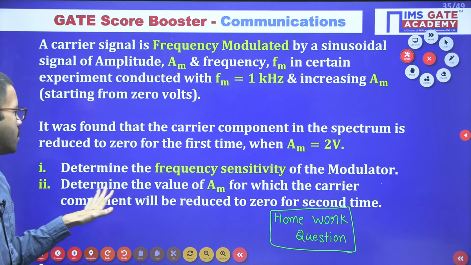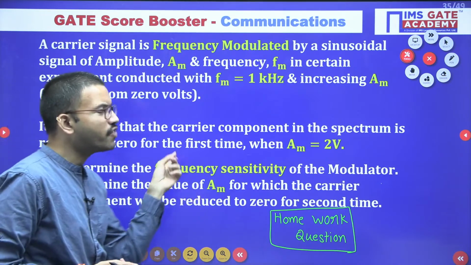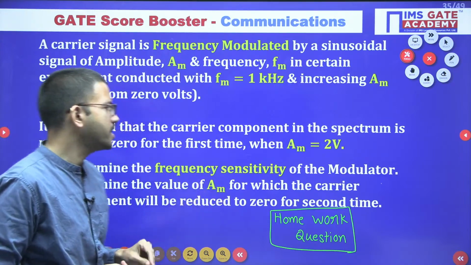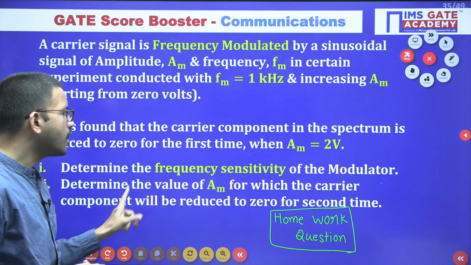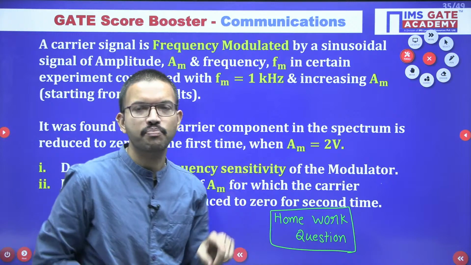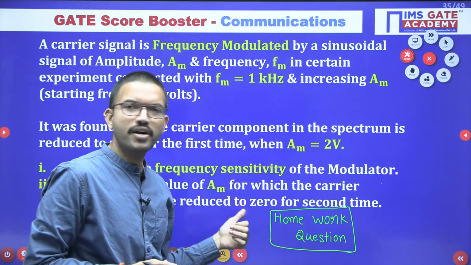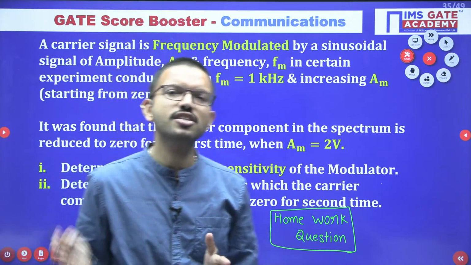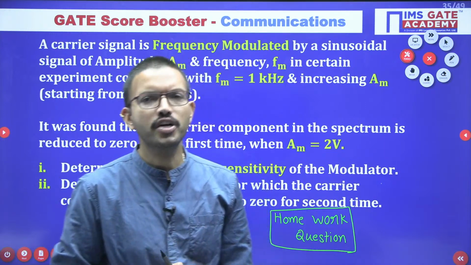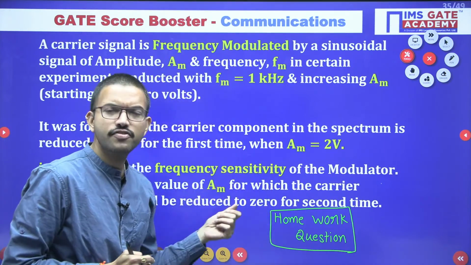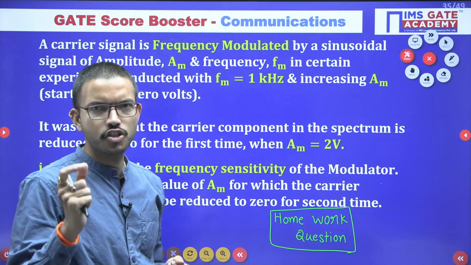Here we are asking that, okay, now you have to find out the Am value in such a way that the carrier component will be reduced to 0 for the second time. That means for answering the second part of the question, you have to consider the next beta value at which you are going to get signal strength 0 at the carrier frequency.